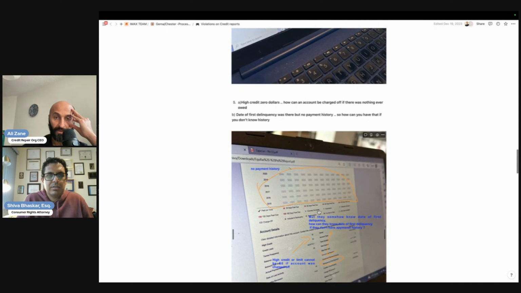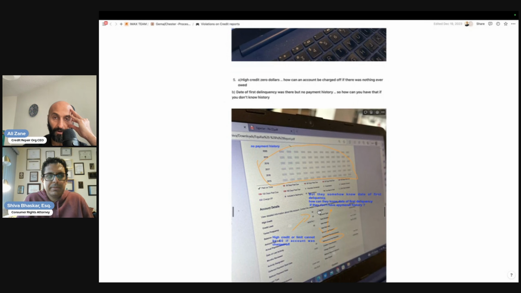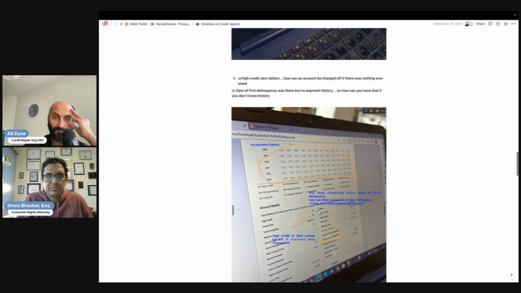And here we go with high credit $0. An account can be charged off with nothing owed. Good old Equifax. Yeah, go for it, Shiv. High credit amount. Does the high credit say $0, Ali? Yep, high credit. Well, high credit means the maximum amount you spent on the card.